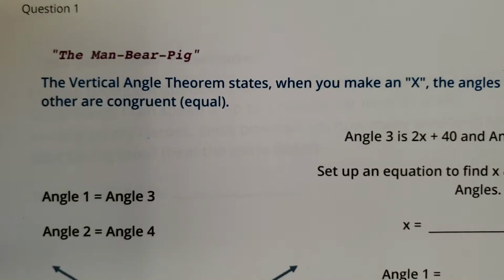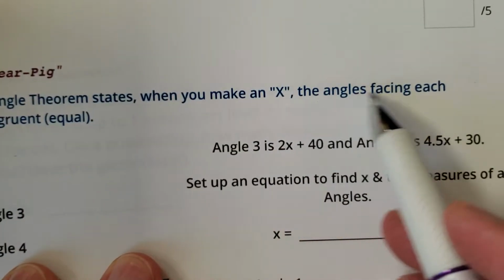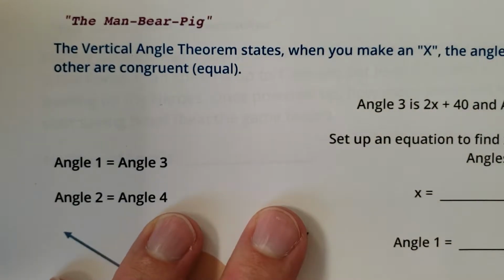Okay, we're going to go over the man-bear pig. The vertical angle theorem states when you make an X, the angles facing each other are congruent. They're equal.